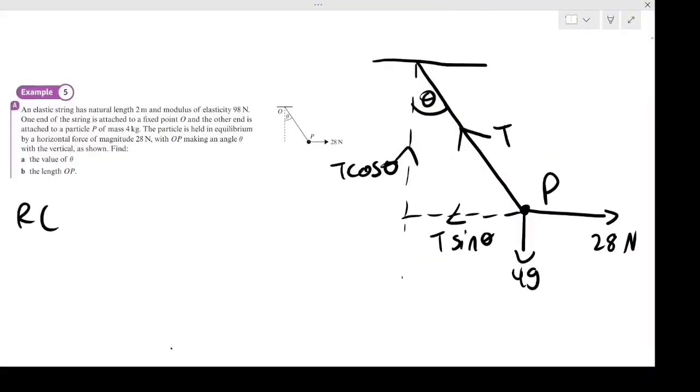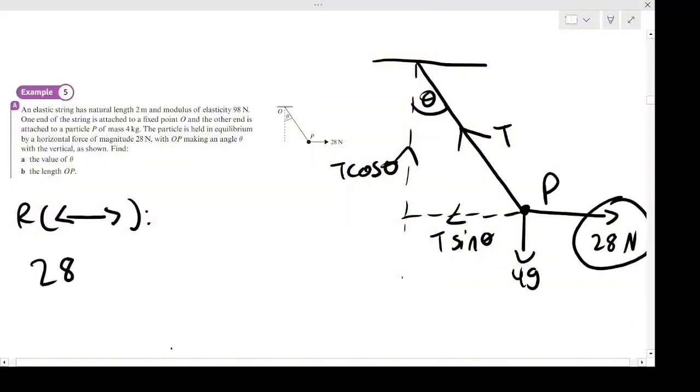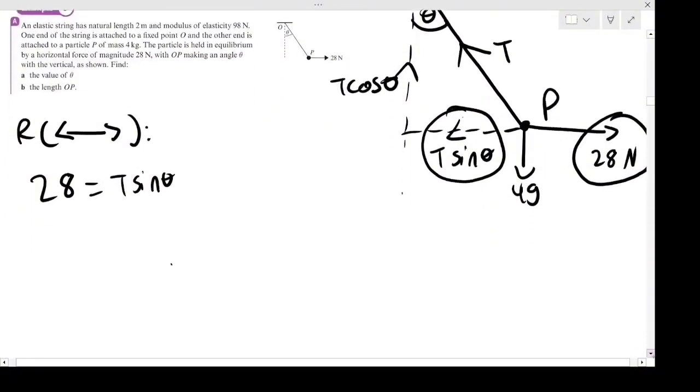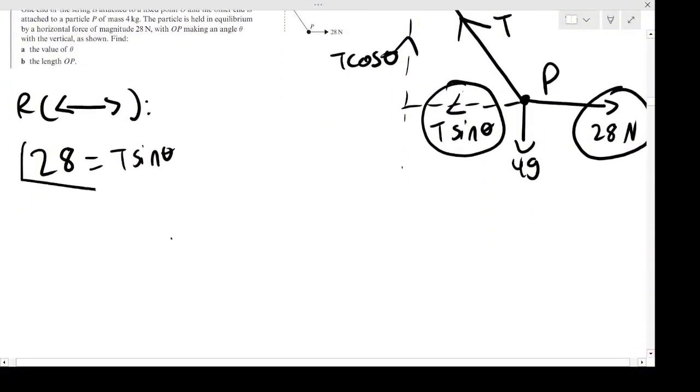Now what I can do is resolve. First, I'm going to resolve horizontally, so to the right and left. My force to the right is 28. That's going to equal my force to the left, which is T sine theta. Again, it's an equilibrium, which means all opposite forces equal one another. So therefore T sine theta is 28.